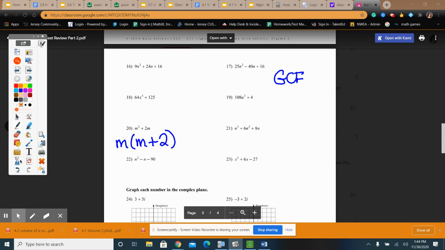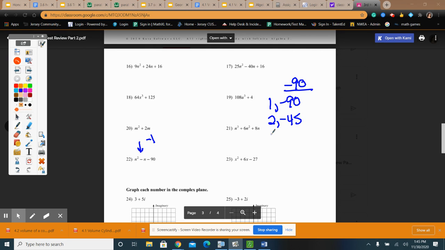And on 22, no GCF. It's not special. 90 is not a perfect square. So we're going to go with the guess and check. Make your list for negative 90, which means one of each sign. And I got to get to a negative 1 is what I'm looking for. So you might see right away what it is, but if not, 1 and negative 90. 2 and negative 45, 3 and negative 30. Does 4 go in there? No, it's a decimal. I should have known that. 5 and negative 18.